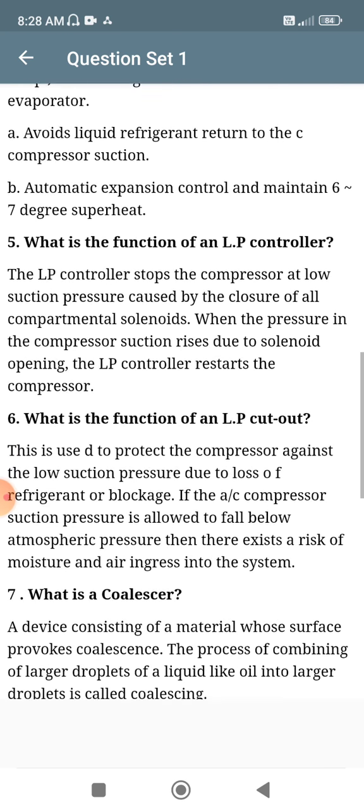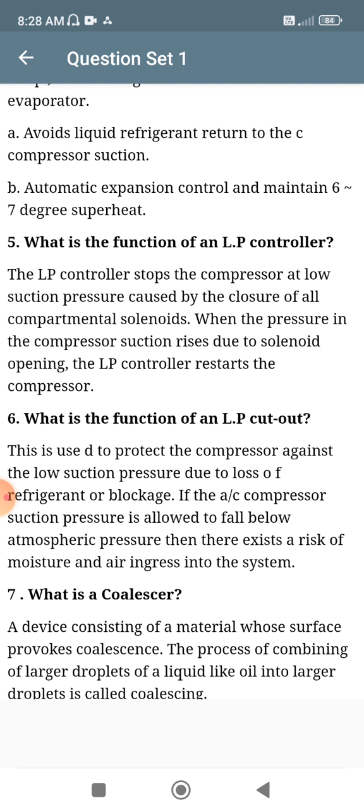Okay, what is the function of low pressure control? So let's discuss low pressure control. This low pressure control will stop the compressor at low suction pressure caused by closure of all compartmental solenoids. When the pressure in the compressor suction rises due to solenoid opening, the low pressure controller restarts the compressor.